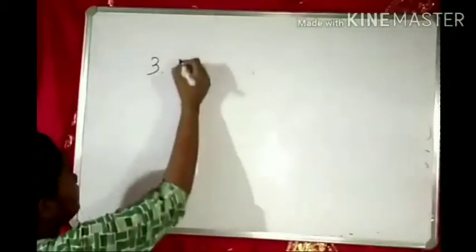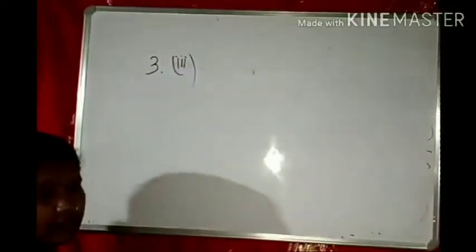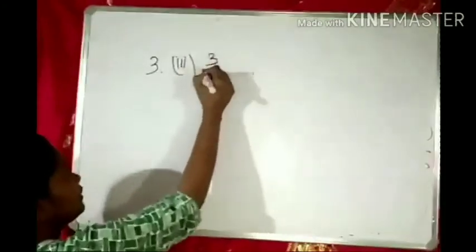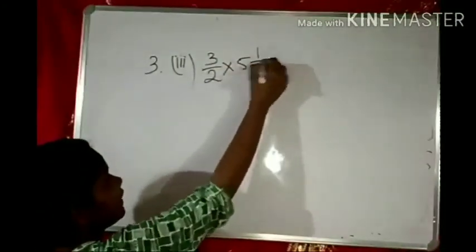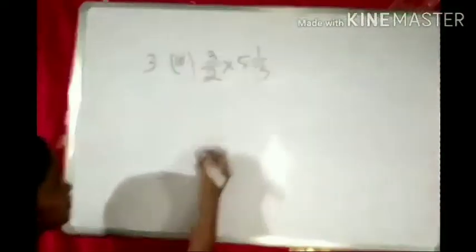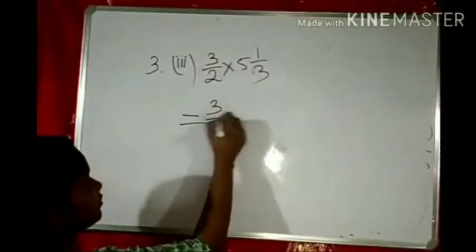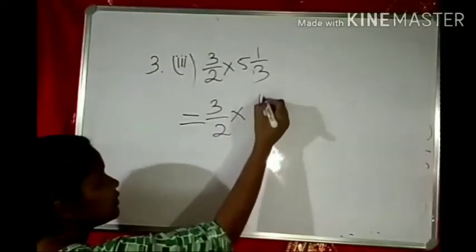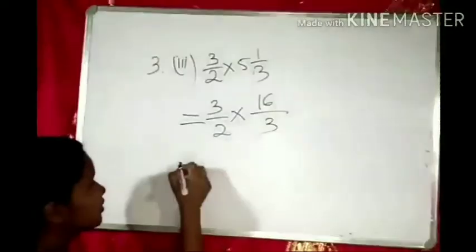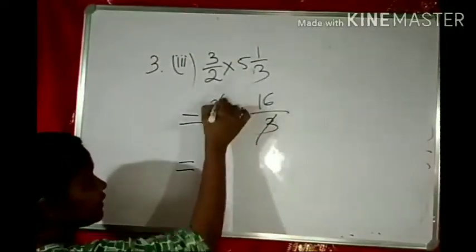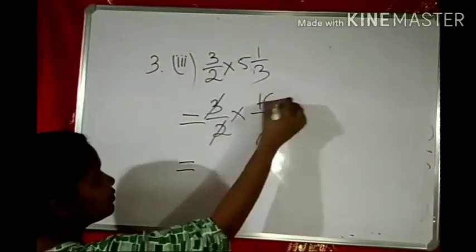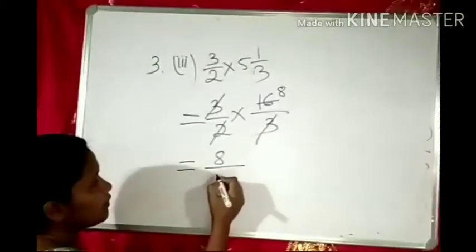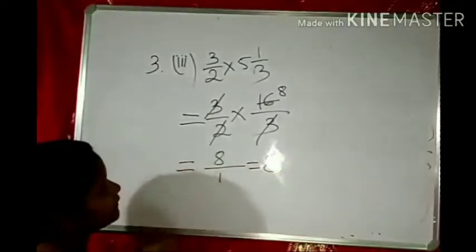I'll take bit 3: 3 by 2 into 5 and 1 by 3. Convert this mixed fraction into an improper fraction: 5 threes are 15 plus 1, 16 by 3. So you can cut this 3 and this 3, and 2 ones are 2, 2 eights are 16. So what you got? 8 by 1 equal to 8.